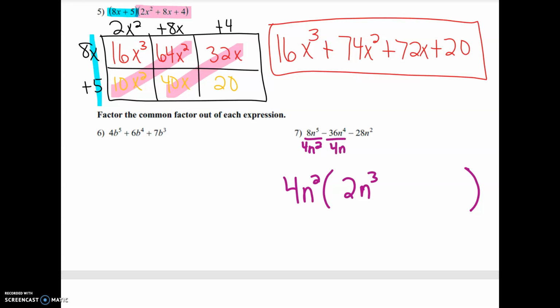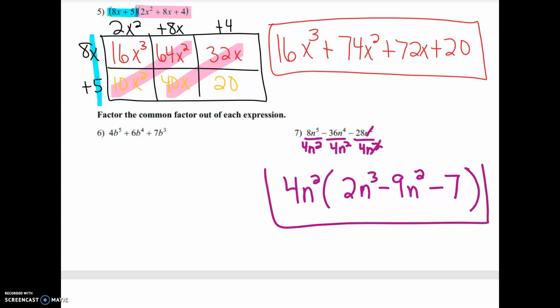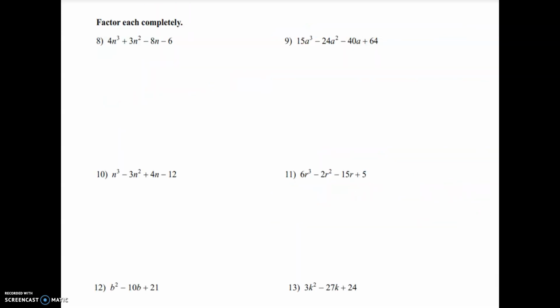Next, I'm going to factor out 4n squared from the second term. Well, negative 36 divided by 4 is a negative 9. And how many n's do I have left over? 4 minus 2. If I cancel out 2, that leaves 2 left over. And then the last term, I'm going to factor out the greatest common factor, 4n squared. Notice the n squareds cancel out, so negative 28 divided by 4 leaves me with negative 7. So your final answer right here for number 7.